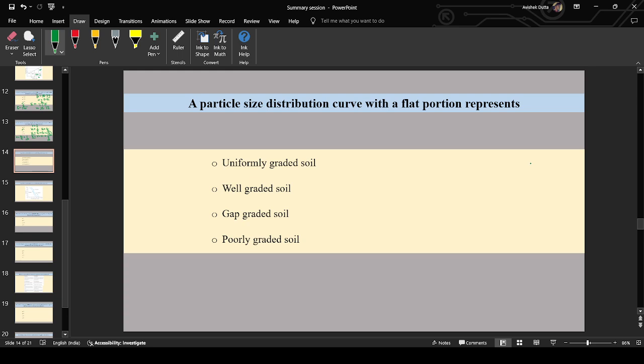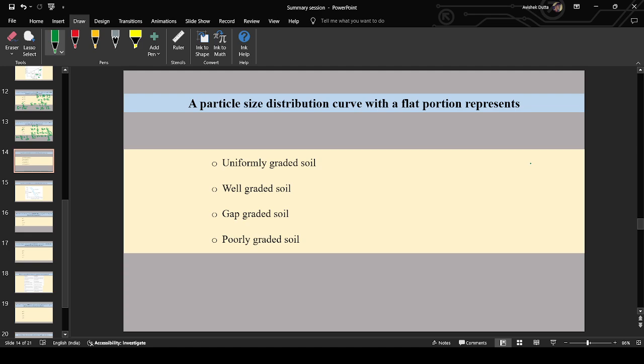Now, uniformly graded and poorly graded both are similar. That means it is graded in such a way that many particle sizes are absent or not present in the right proportions, so the interlocking ability in the soil is not very good and it is not suitable for compaction.